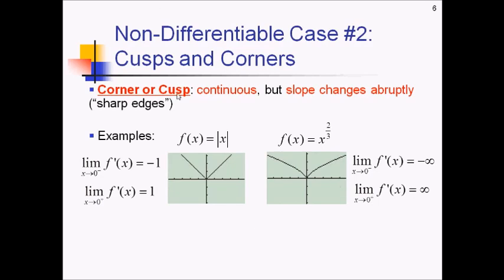Now, corners and cusps are technically different things. Corners have constant slopes, and cusps have infinite slopes.